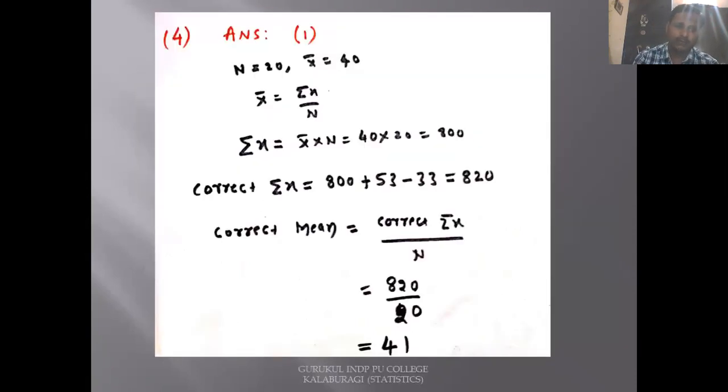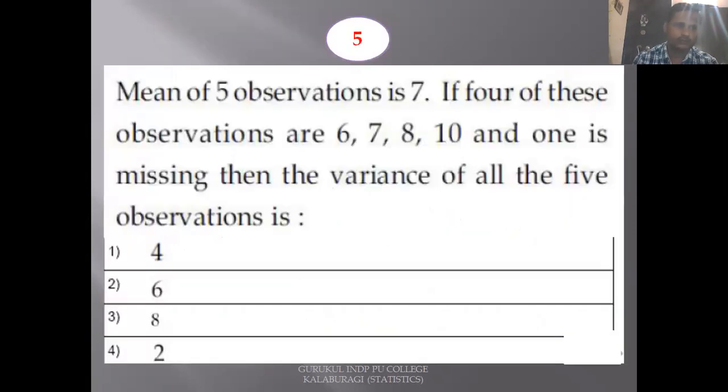Then what correct mean are we going to get? 820 divided by 20. If we divide 820 by 20, we'll get 41. So the first option will be the right option for this particular question.